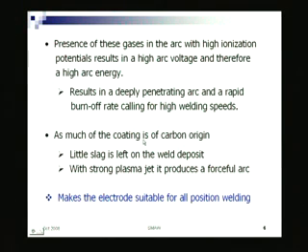And the other aspect is what? As much of the coating is of carbon origin, little slag is left on the weld deposit, that means not much slag is left there. So, that has other effects. One good effect of little slag left is fewer chances of slag inclusion. What I was telling, that the slag should float up such that it does not get trapped inside. So, there is less possibility of such a thing happening, that is number one.